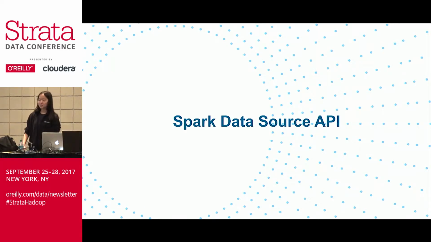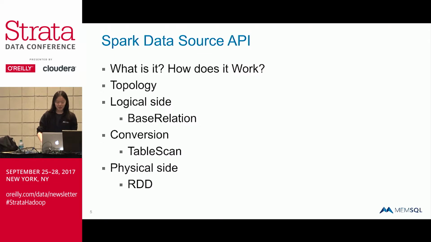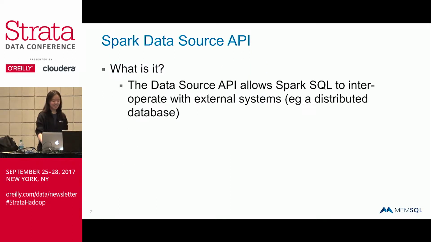So first, a description of the Spark Data Source API. We will first address each of the following topics briefly, and don't worry if the bottom three don't make sense yet. So what is the Spark Data Source API and how does it work? The Spark Data Source API allows Spark SQL to interoperate with external systems such as a distributed database.